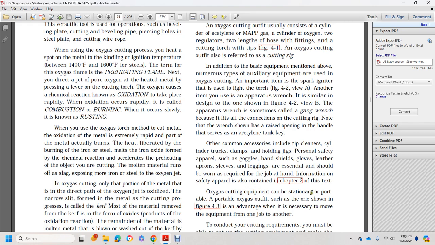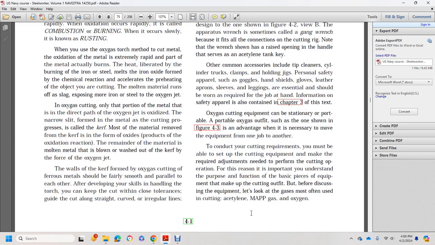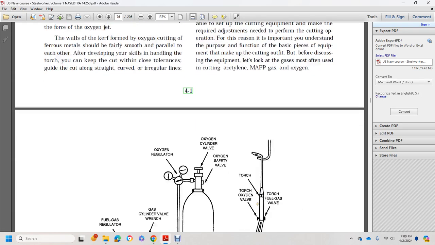Stationary or portable oxy-gas outfits, such as the one shown in figure 4.3, are advantageous when it is necessary to move the equipment from one job to another. To meet cutting requirements, you must be able to set up the cutting equipment and make the required adjustments to perform the cutting operation. For this reason, it is important that you understand the purpose and function of the basic pieces of equipment that make up the cutting outfit. But before we discuss the equipment, let's look at the gases most often used for cutting: acetylene, MAP gas, and oxygen.